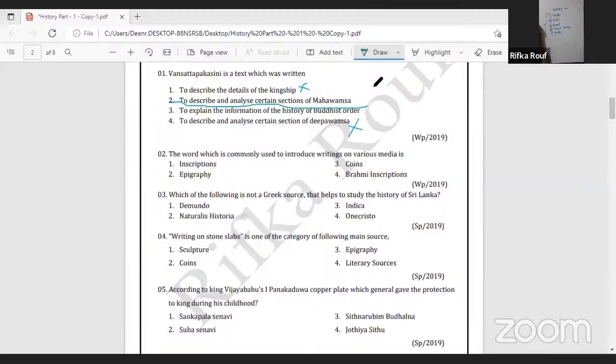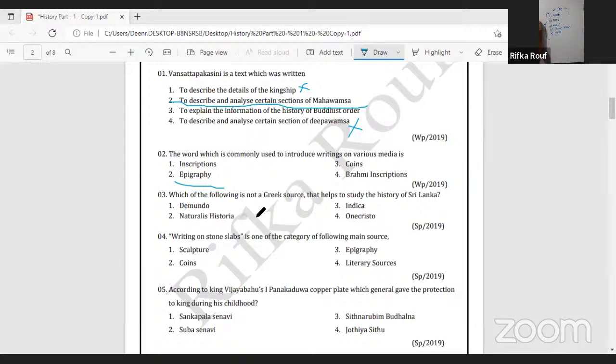Yes, you are correct, Mishari. Hamna, Shumair, Haya, Aisha, you are correct. That is what? Epigraphy. So epigraphy is a word commonly used to introduce writing on something. Okay, right. So that is how the second one is done. So third one, let us go.